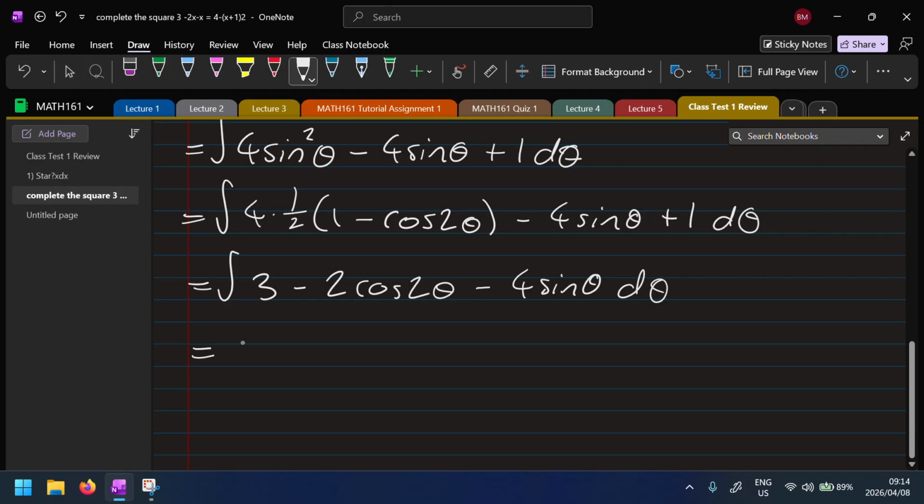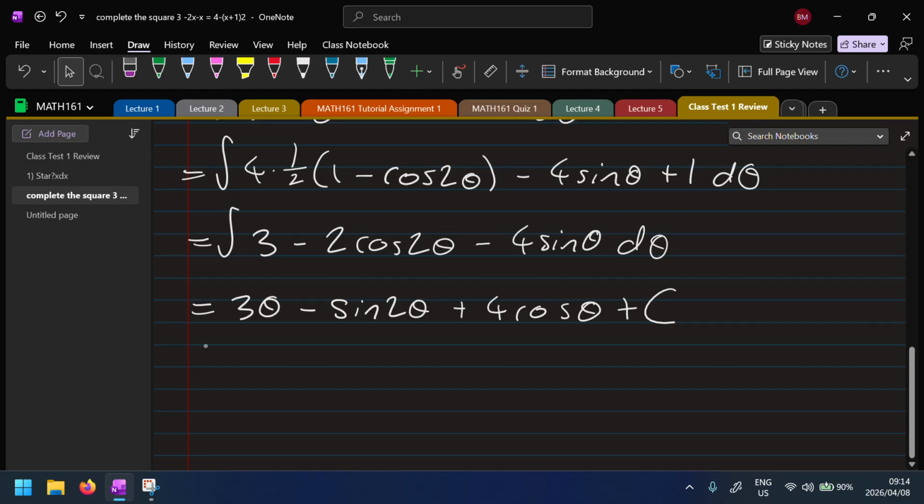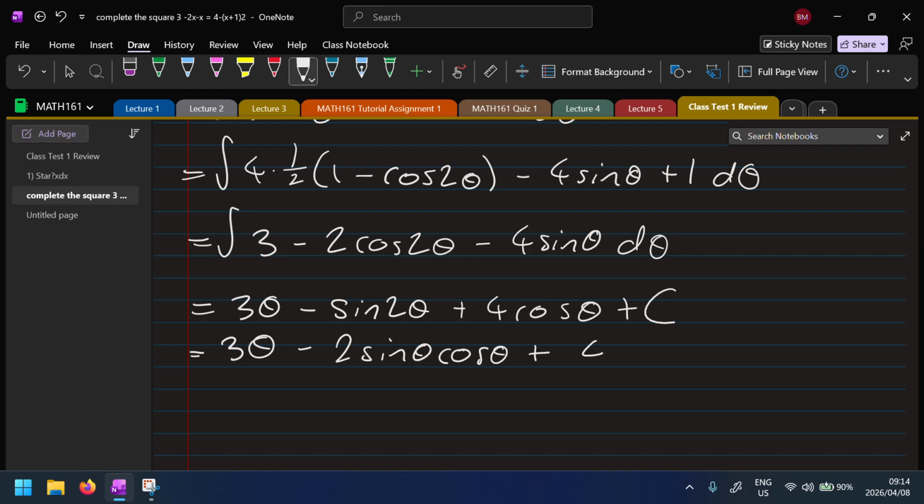So this will be 3 theta minus 2 over 2, so that'll just be a 1. So it'll be sine 2 theta. And then sine, that becomes minus cosine, so the minus becomes a plus. Okay, so you should have something like that. So that will give you your other mark, and then your final mark is just substituting back. So this will be 3 theta minus 2 sine theta cos theta plus 4 cos theta plus c.